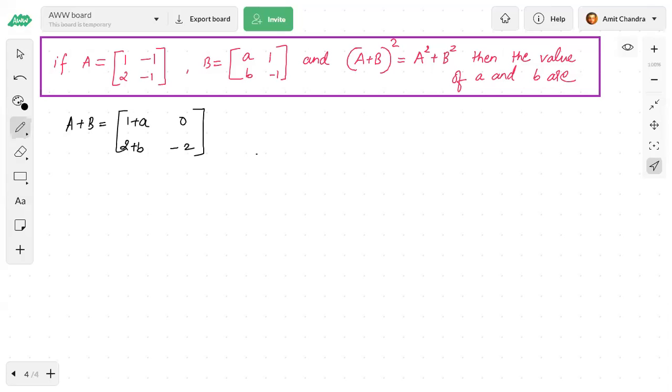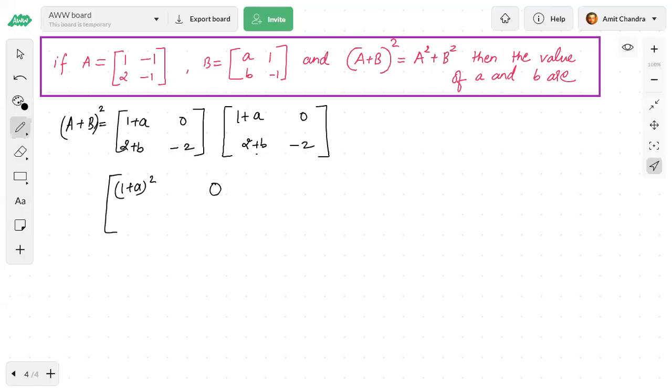Now I can find (A plus B) whole square. So this matrix will simply be multiplied by [1 plus a, 0; 2 plus b, minus 2]. Okay, so this is the matrix (A plus B) whole square. So this is (1 plus a) whole square plus 0, this into this plus this into this, then this into this plus this into this. So this value is 0.